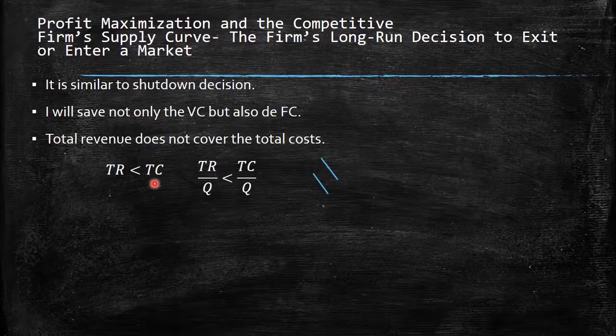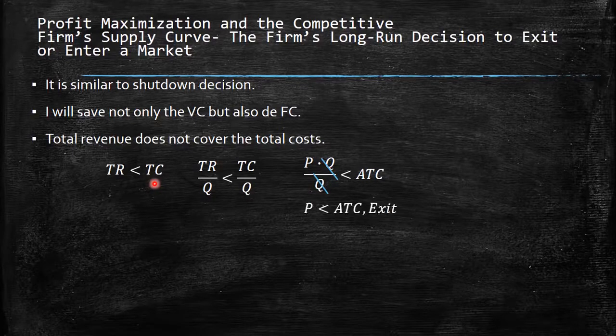We divide by Q. Remember that total revenue is going to be P times Q. Because we have a multiplication here, we can cancel out the Q, and TC over Q is the definition of the average total cost. So here we have two options. When the price is smaller than the average total cost, the firm exits because they cannot cover the average total cost. And when the price is higher than the average total cost, the firm will enter.